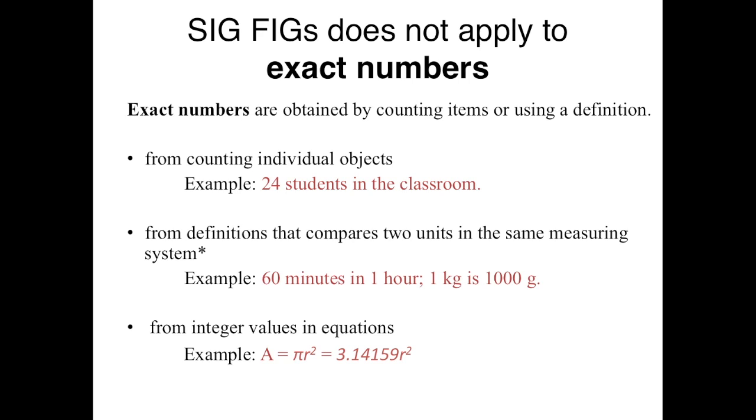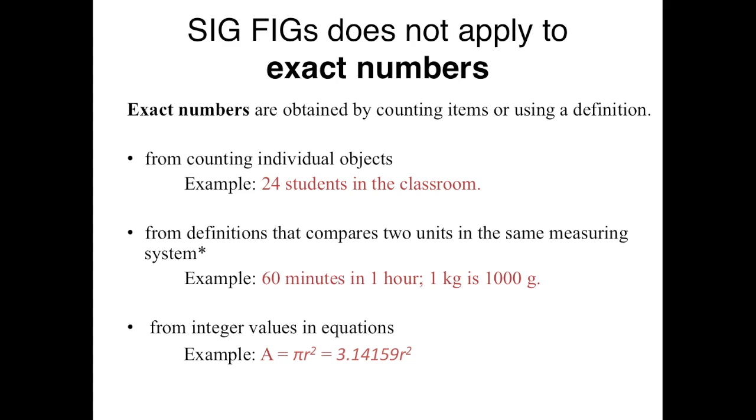Sometimes exact numbers can also come from comparing two units in different measuring systems, and those times are rare, and then you would see an annotation that it is an exact number. If it doesn't say it's an exact number, assume that it is not an exact number and it's a measured number. And the third case where you can see exact numbers is when you see an integer that's part of an equation. So for example, area is equal to pi r squared. That pi is 3.14159 and so on. That has no significant figures there.